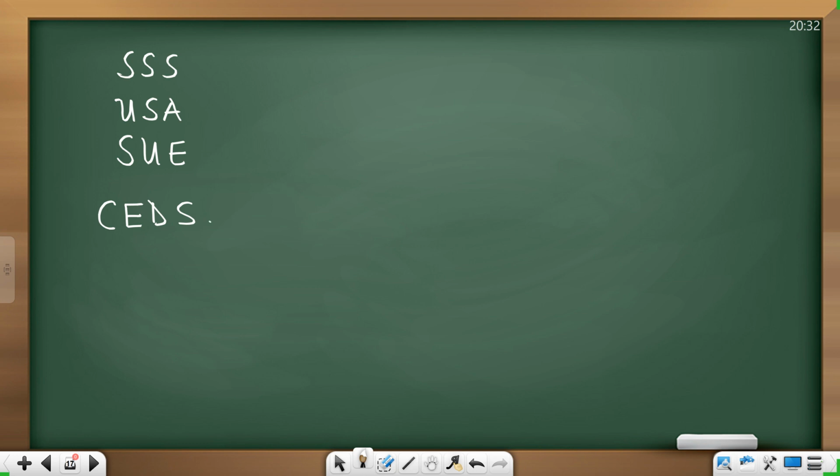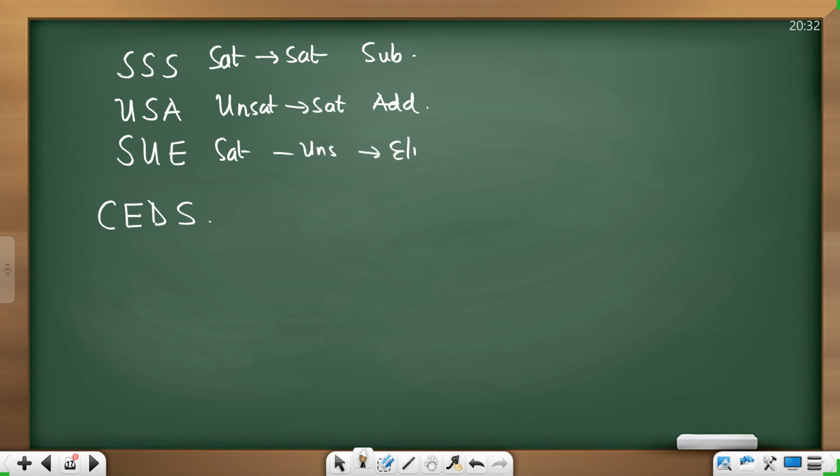What does C stand for? Here we are saying saturated to saturated would be substitution. Unsaturated to saturated, addition. Saturated to unsaturated, elimination. And this is proudly Crazy Physics, all of it, any way you see it. Proudly Crazy Physics. That's what it stands for. Sue Baby always kills.